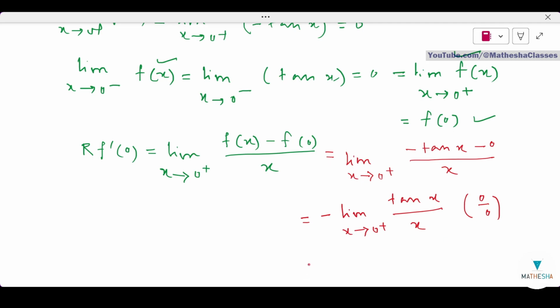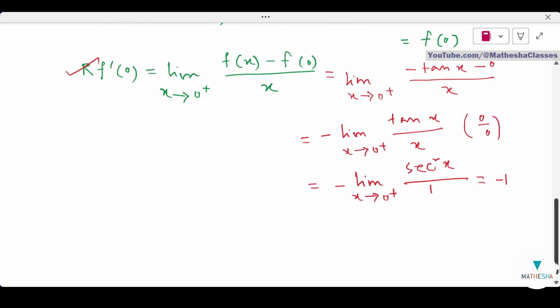So by using L'Hopital rule, the value of the limit can be obtained by differentiating the numerator and denominator. If you differentiate the numerator, you will be getting sec square x upon 1, and if you differentiate the denominator, you will be getting 1. So by putting x equal to 0, you will be getting minus of 1. So that is the value of right hand derivative.